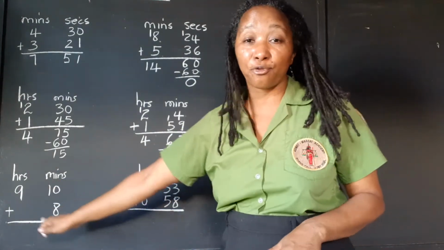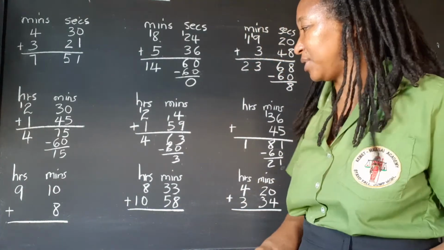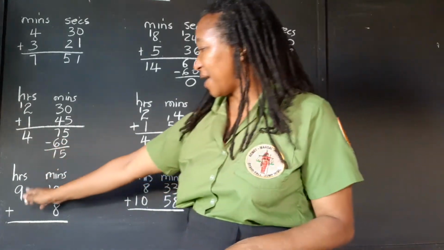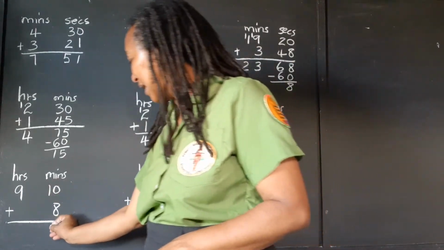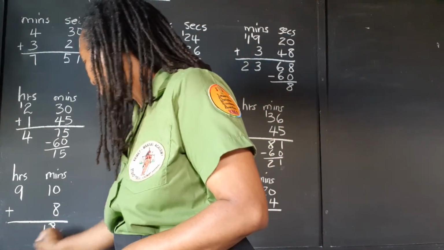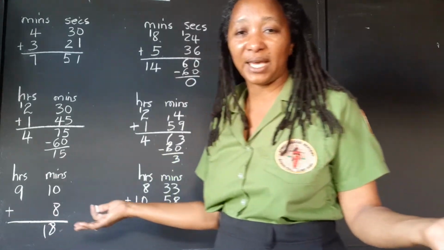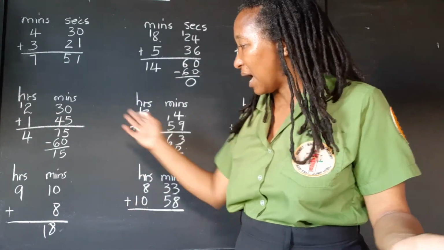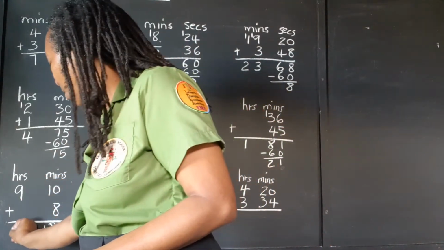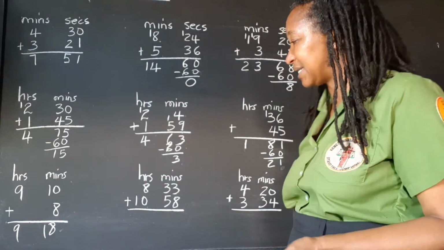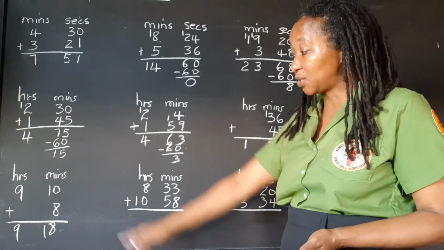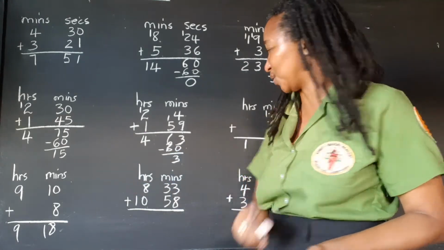So we have 3 to go. We're going to fly through these now. So it's 9 hours, 10 minutes, and we're adding 8 minutes. 10 plus 8, that's 18. We're fine with 18, that's good. And we just bring down the 9 hours because there are no other hours to add with it. That one took less than a minute. This one took less than 1 minute to do.